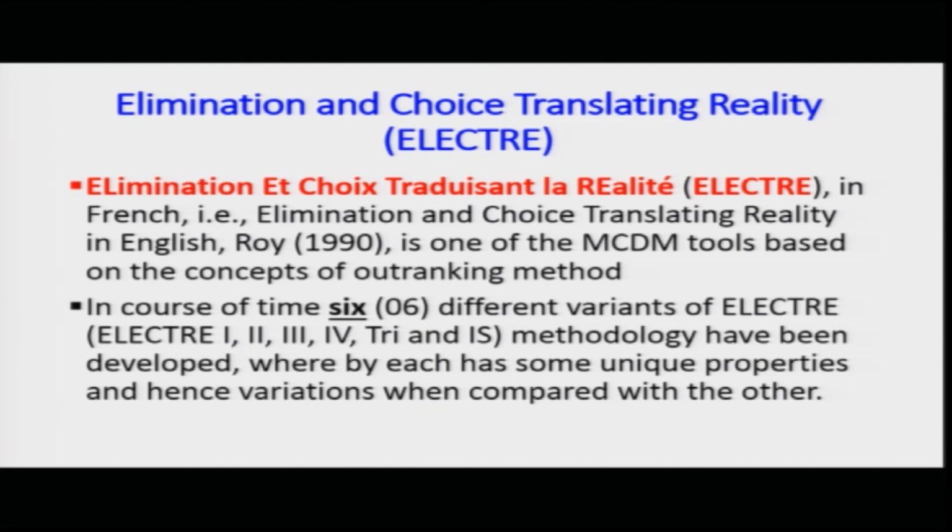That means how good or bad your ranking system is, how you are able to outrank other decisions or other alternatives. In course of time, six different variants of ELECTRE came into the picture. They are ELECTRE 1, 2, 3, 4, TRI and IS, and they have been developed where each has some unique properties, hence variations when compared to each other would be there, but we will only consider the simple concept of ELECTRE, how it is utilized.